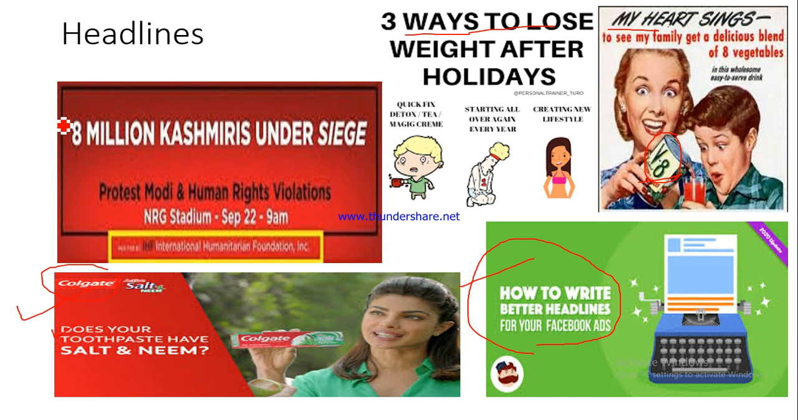And this now is a very controversial kind of headline, but this is another way in which you can attract the audience attention. Have a look at what has been written here. You make use of some news items. So this particular news item has been made use of here: 8 million Kashmiris under siege. I'm not claiming anything about the veracity of the ad which I am displaying here. What I am trying to tell you is that this is how you are able to draw the target audience attention. The target audience thinks, okay, 8 million Kashmiris under siege, what has happened? Protest Modi and human rights violation. So this is one way in which you can again attract the attention of the audience, right? You can make use of some burning issue, some prominent news item, to get the message across to your target audience, right?